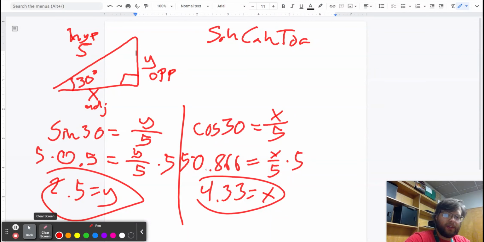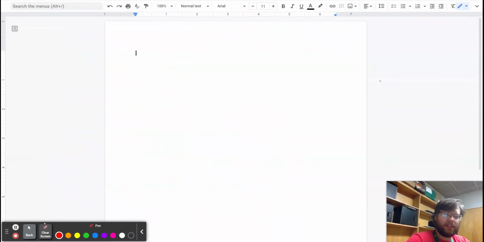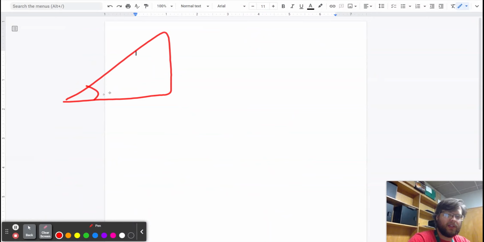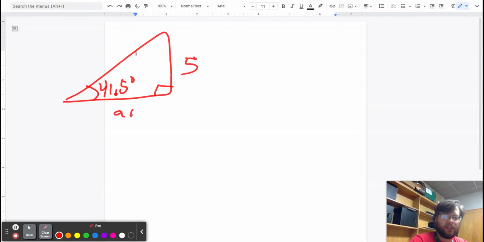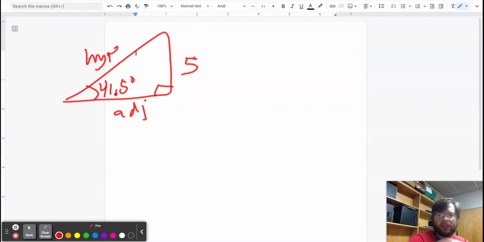There's one version of this that's a little bit trickier. And so let's say that we have a triangle that looks like this instead. This is 41.5 degrees. And then let's say I know that this is 5 over here. So here's the adjacent, and here's the hypotenuse. And I hope you can see why this is just a little bit trickier. Let's say I want to find this. We'll call this x, we'll call this z. Let's say I want to find x.